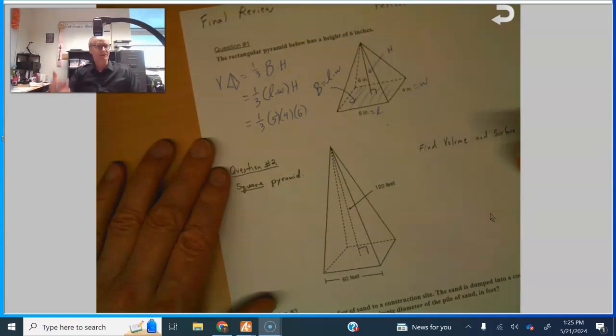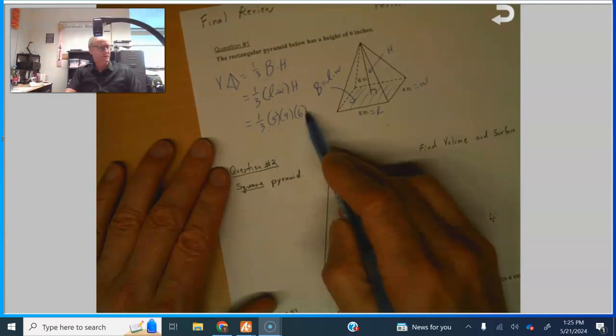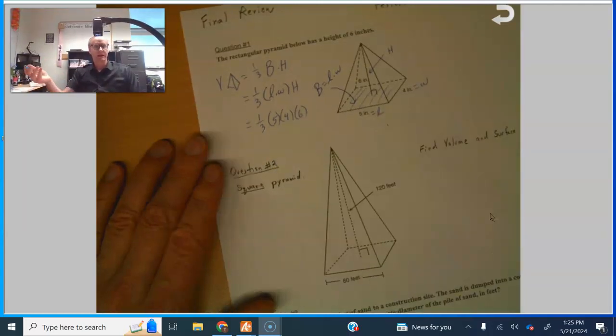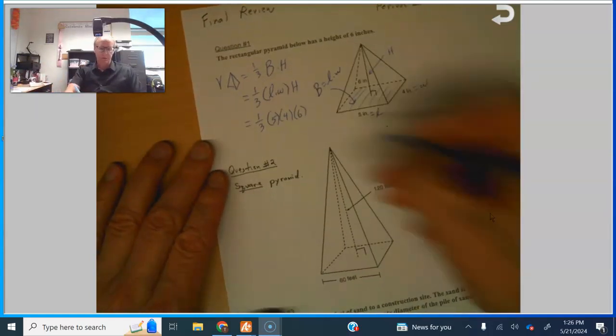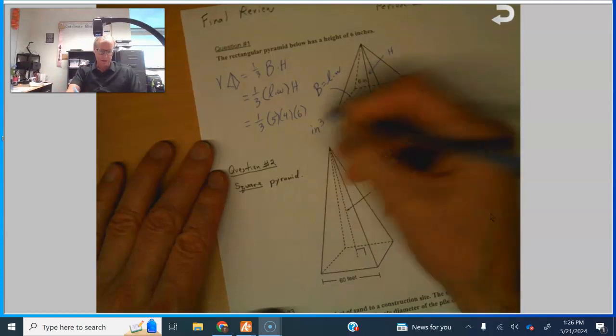And when I simplify this, I can literally simplify it in my head. 3 goes into 6 2 times, and I just multiply it, and I get my answer. And of course, you should know what that answer is. Remember to write it in cubic inches.